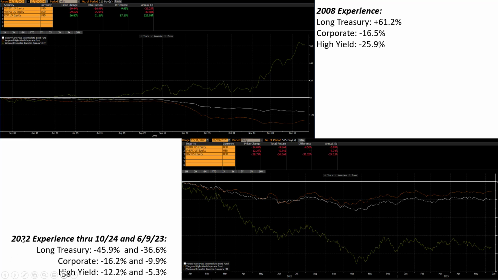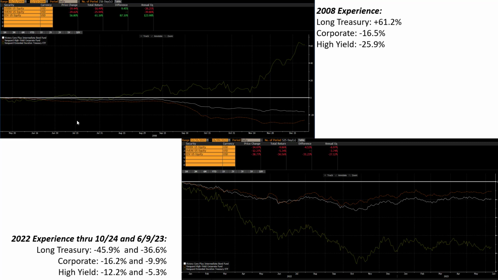But then we get to a year like 2022, you can see long treasuries through October were down 46%. They were a terrible place to be. You do not want long treasury bonds if inflation's an issue. They've somewhat recovered back through June, but terrible, terrible asset class. Corporates, however, were down, but not nearly as much as treasuries, and high yield was actually down the least. Why? Because high yield is not as sensitive to inflation as treasuries are.